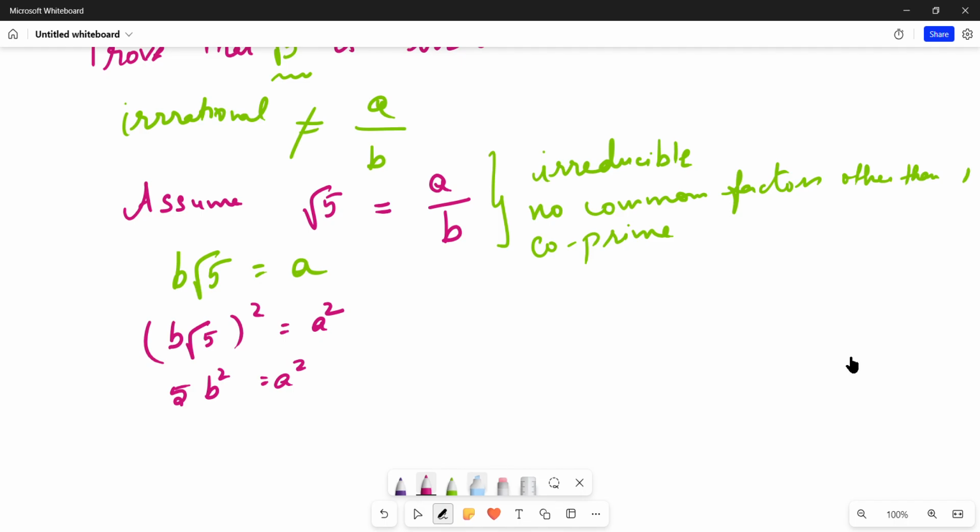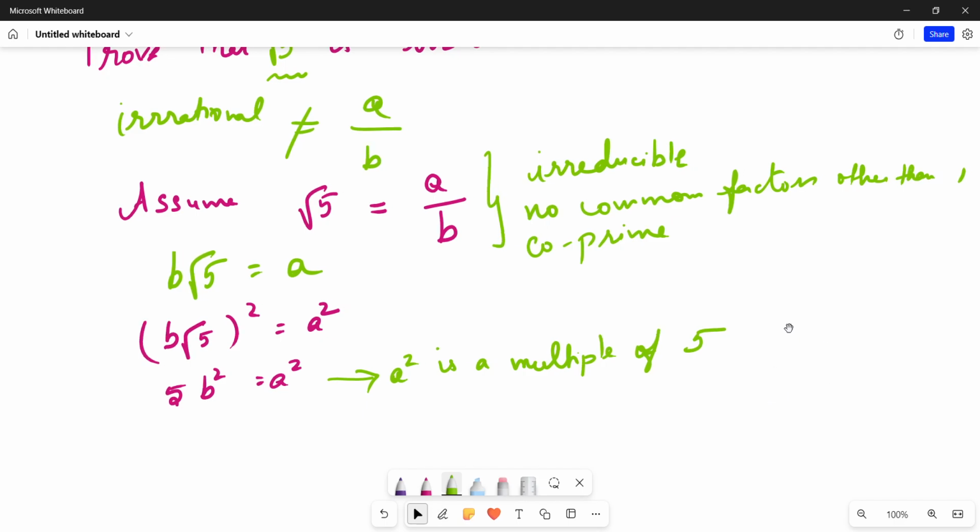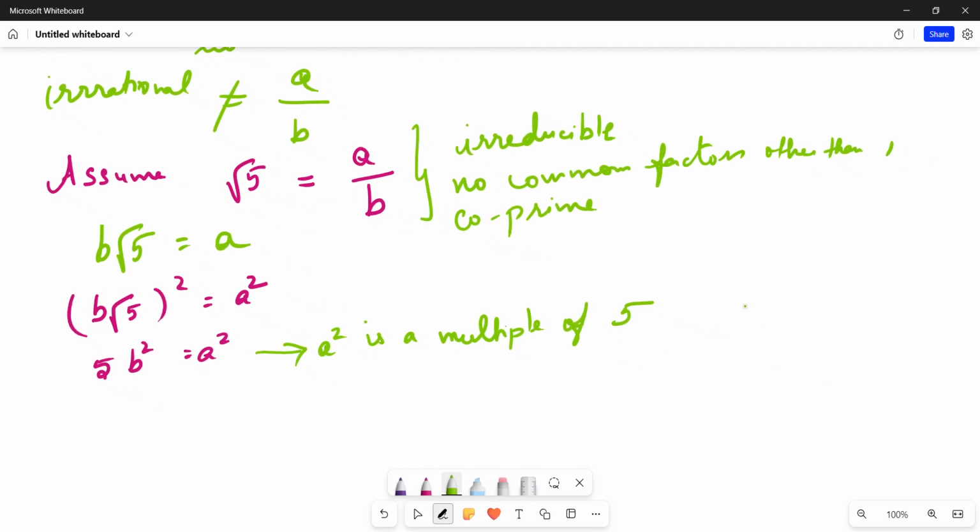So, what does this infer? This equation 5b squared is equal to a squared says that 5 is a factor of a squared, isn't it? Because b squared is an integer and it's positive because it's a square of an integer. So what does it say? 5 is a factor of a squared, or in other words, a squared is a multiple of 5. Now, if a squared is a multiple of 5, what do we know about a? Does it say anything about a? Now let's try to find out.